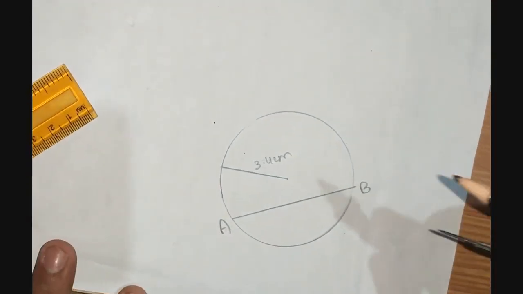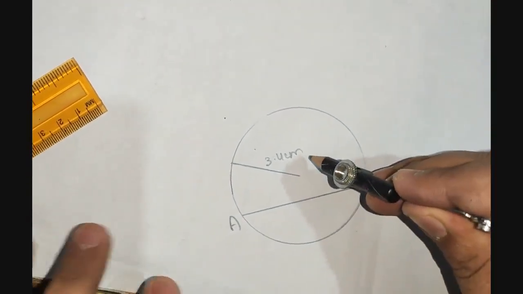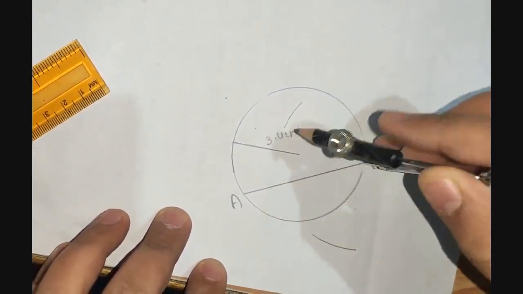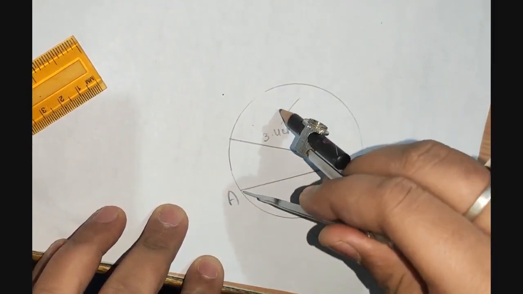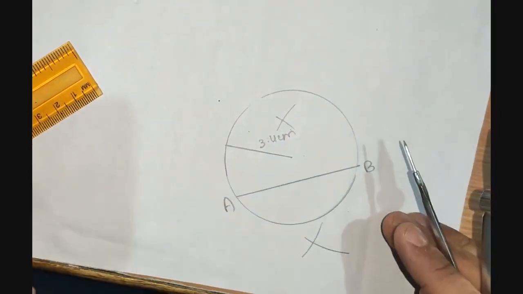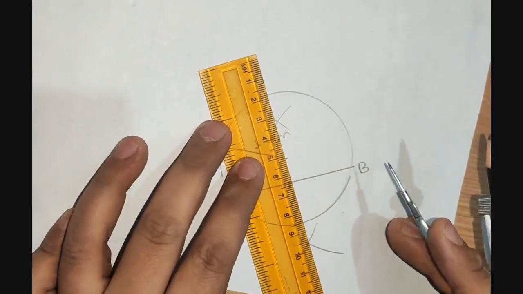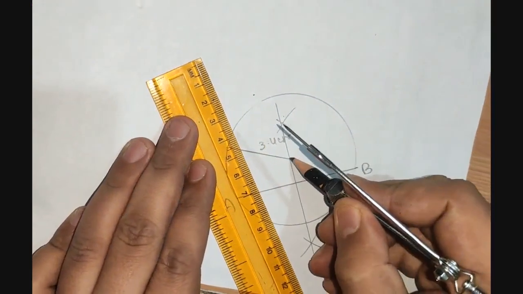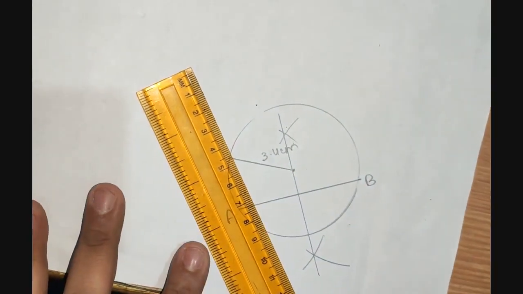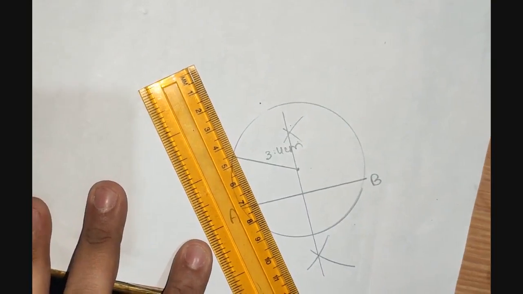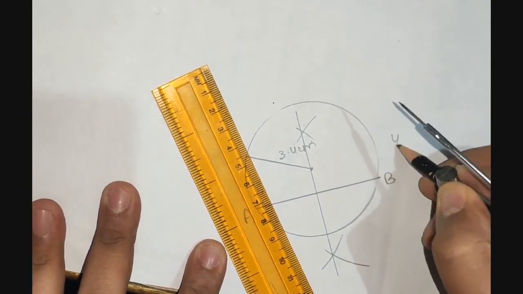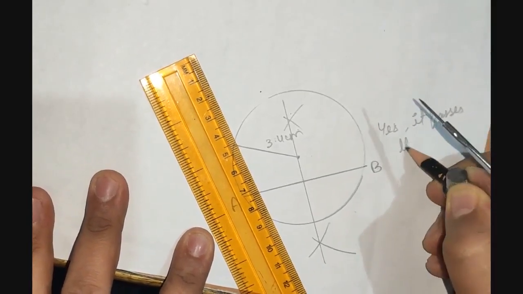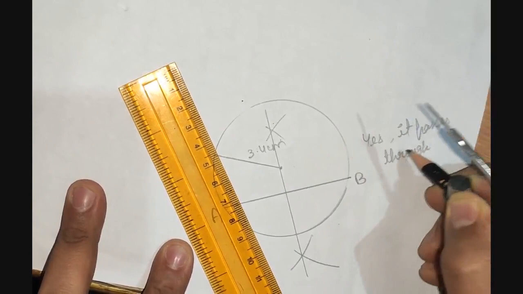Then we will join. Then we have to make the perpendicular bisector by taking more than half. One arc upper side, one arc down side, then upper side, then down side, and then we will join. Now here you can see that, is it passing through the center C? Yes, it passes through C.